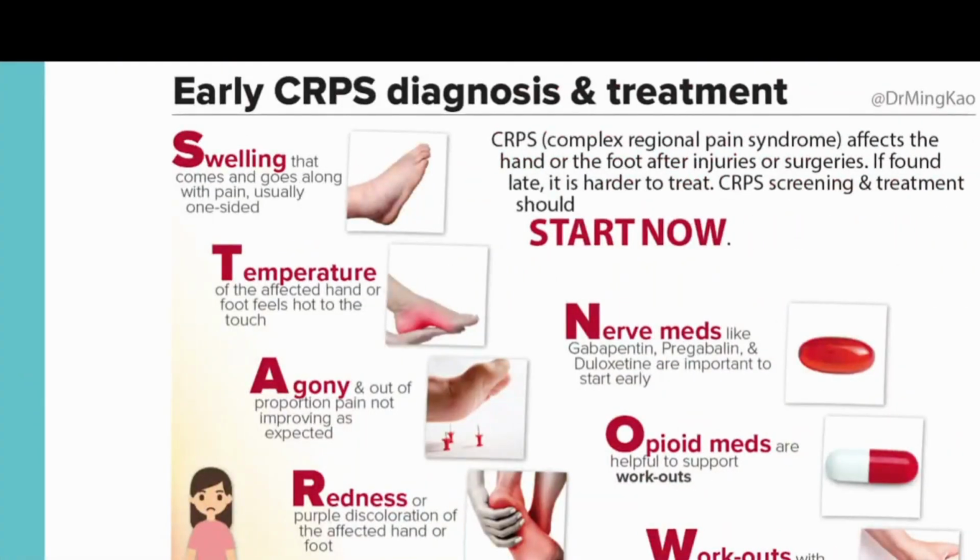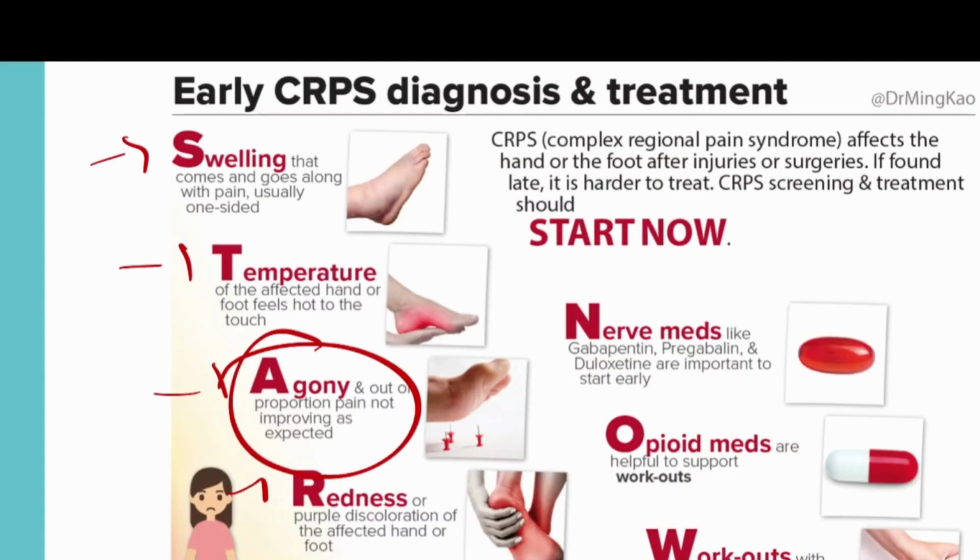So this is START NOW, a mnemonic. START is the signs of CRPS. So here's your agony: out of proportion pain, not improving as expected. That's one of your big ones right there. And then NOW is how do you treat it? Nerve meds, your gabapentin, Lyrica, opioids, be careful with those. They get dependency on them. And workouts. Keep that limb moving.